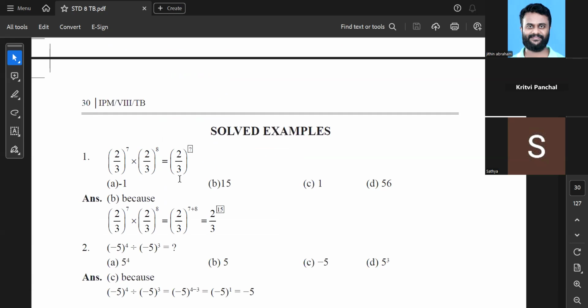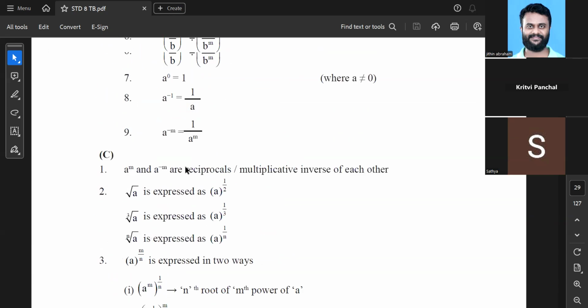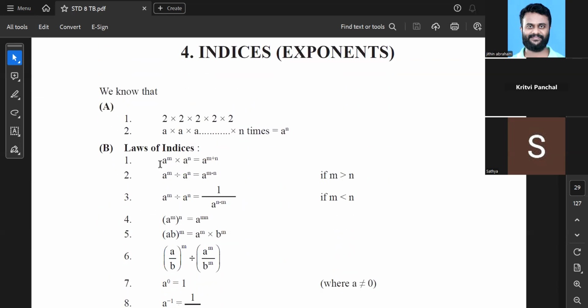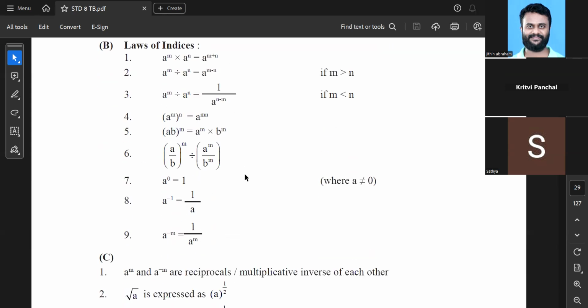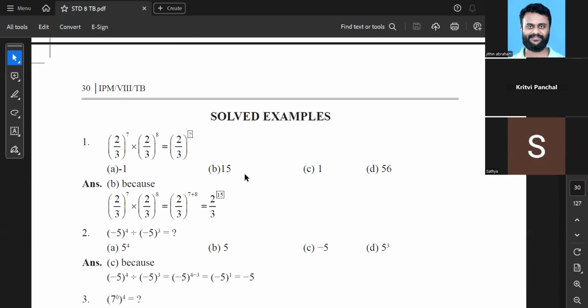How do we solve the answer basically? It's very simple. It's a multiplication. So this falls under the first rule or first law, a raised to m multiplied by a raised to n. In that case, you have to simply add the indices. In this case, the indices are 7 and 8. When you add, the answer is 15. So far, so clear?